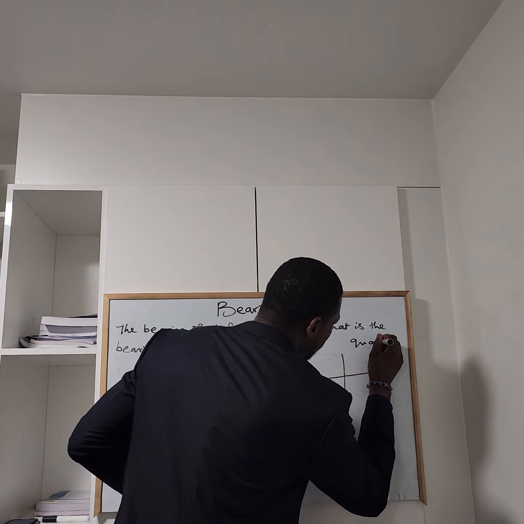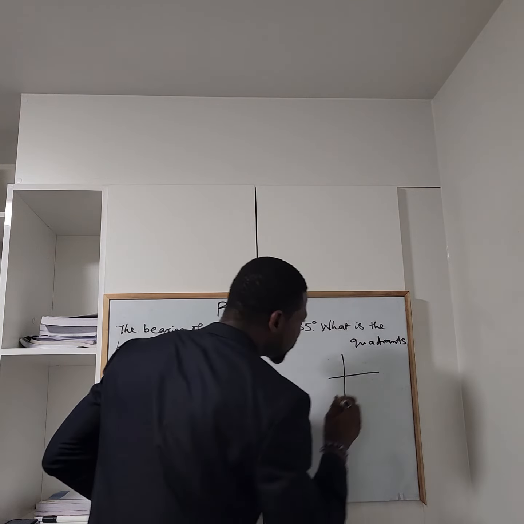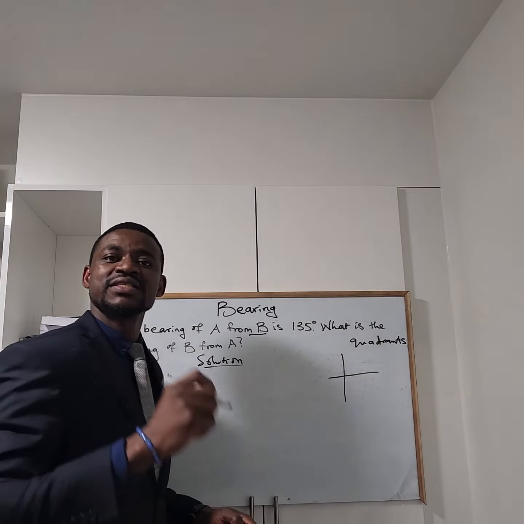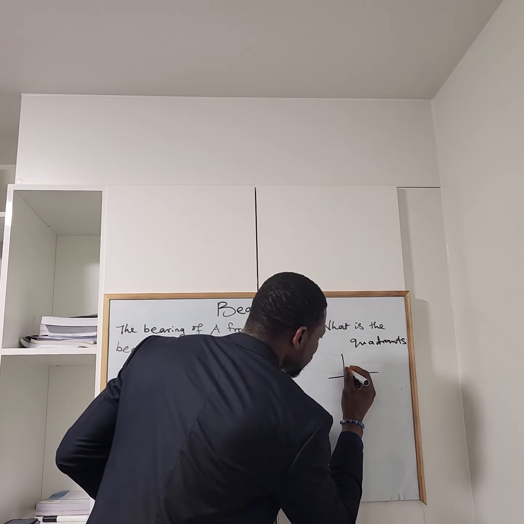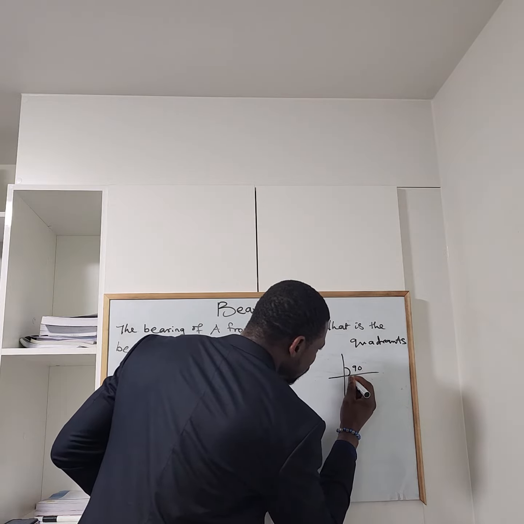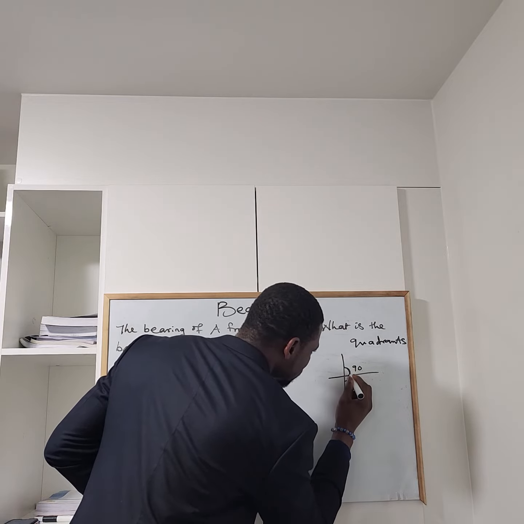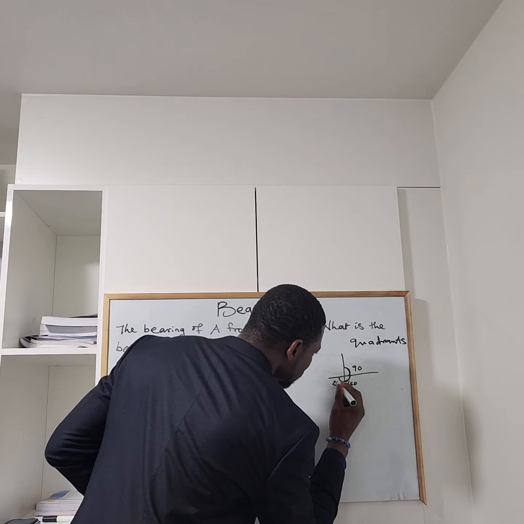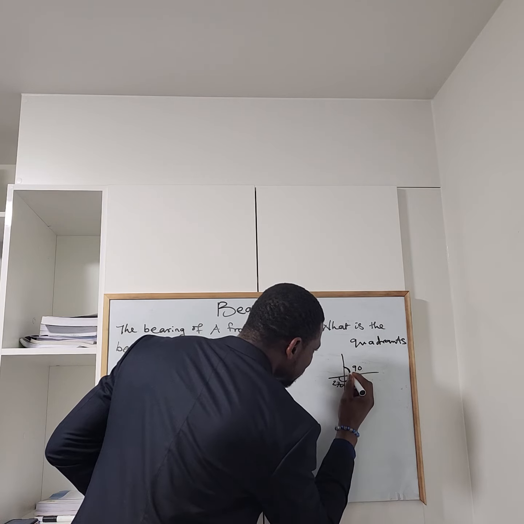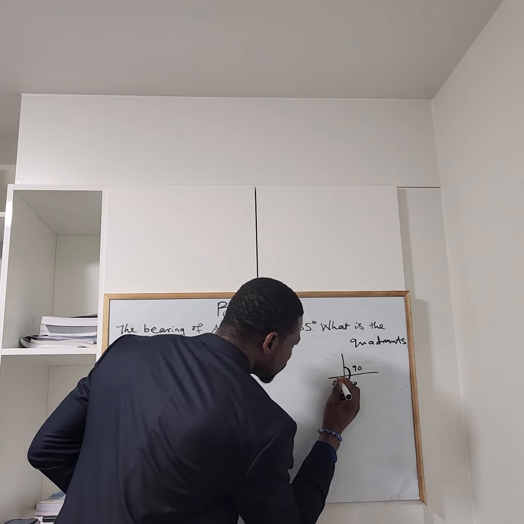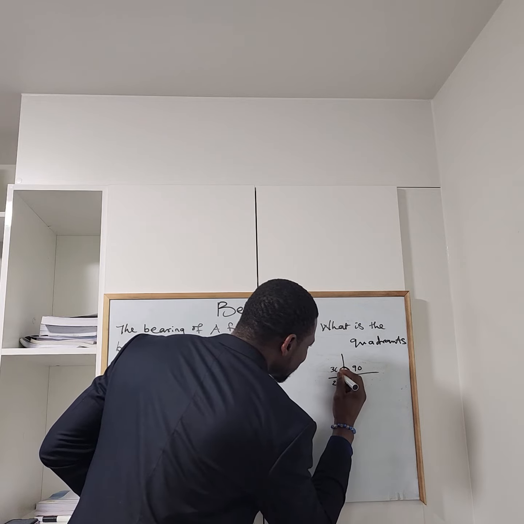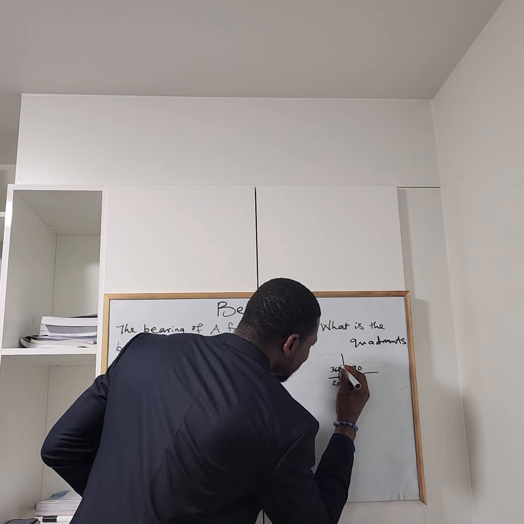Quadrants. There are four quadrants. Each quadrant is equal to 90 degrees. So from here to here, this is the first quadrant, is 90. Here is also 90. So from this north to this point now becomes 180. From this north to this point becomes 270. And from this north to this, you have what? 360. How did I get 360?